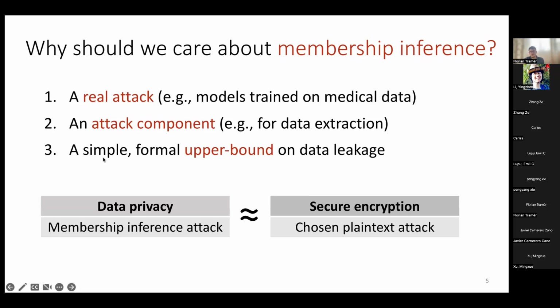As an analogy, for people who know a bit about the formal theory of cryptography, I like to think of a membership inference attack as the analogy for data privacy of something like a chosen plaintext attack when we talk about secure encryption. So it's a very formal and simple attack model that's interesting to study, both for attacks and for defenses.